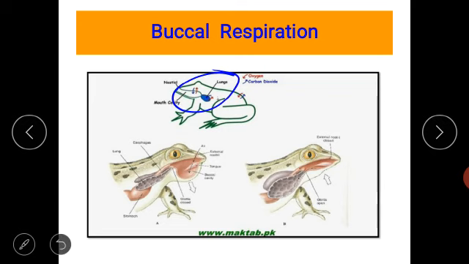The other two ways of gaseous exchange in frog are, one, the skin. When the frog enters the water, gaseous exchange takes place through the skin, and when the frog is in the growing stage, it carries out respiration by gills. So gills are present in that stage, and afterwards they disappear.